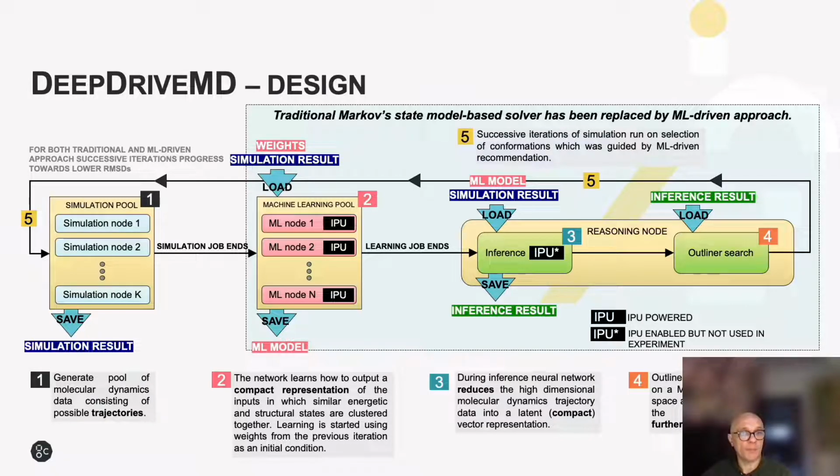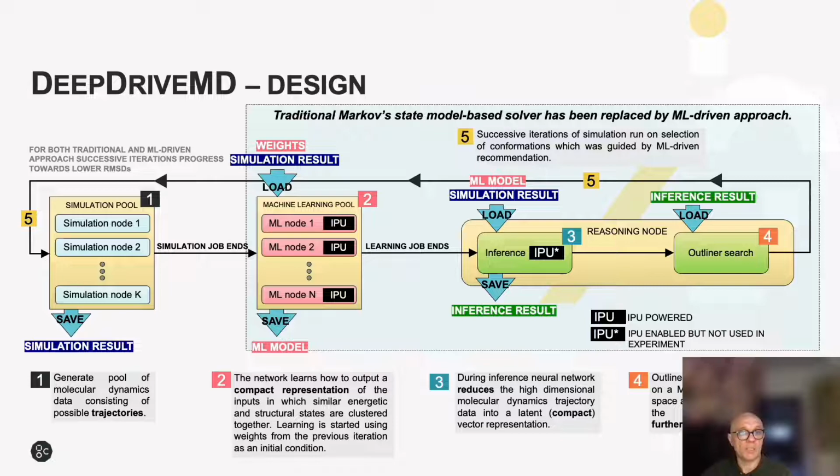And in the machine learning model, the network learns how to output a compact representation of the inputs in which similar energetic and structural states are clustered together. Learning is started using the weights from the previous iteration and the initial condition.